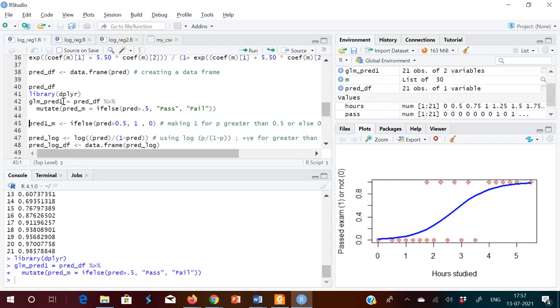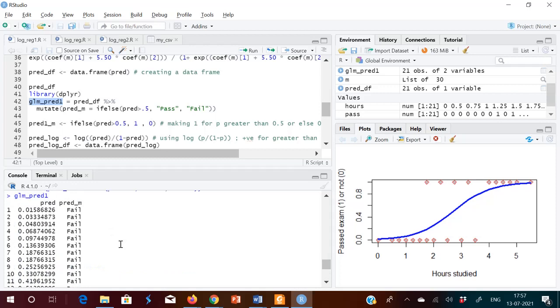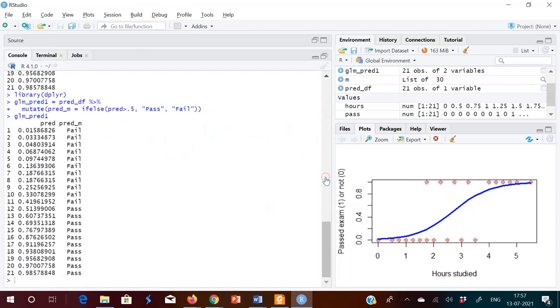Now if you see what is contained in this, one more column is added to this. We executed this command, and one more column is added, with PRED underscore m, and it tells if it is greater than 0.5, you can see here, it will write pass.